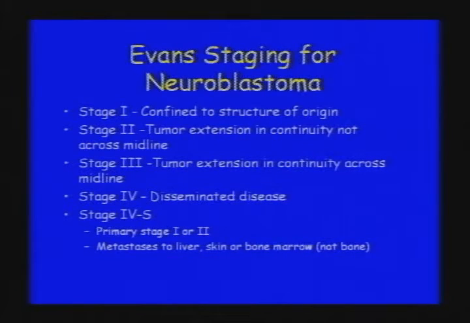Stage 3, tumor extension crosses the midline. Stage 4 is disseminated disease. And stage 4S is a primary that's stage 1 or 2, along with metastases to the liver, skin, or bone marrow in an infant that's under 12 months of age.